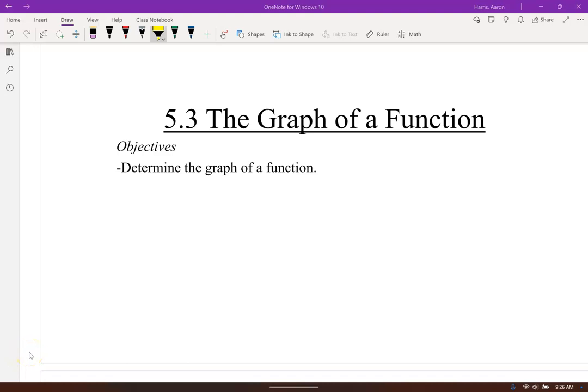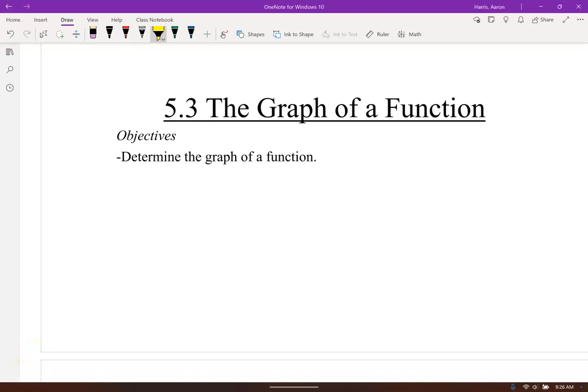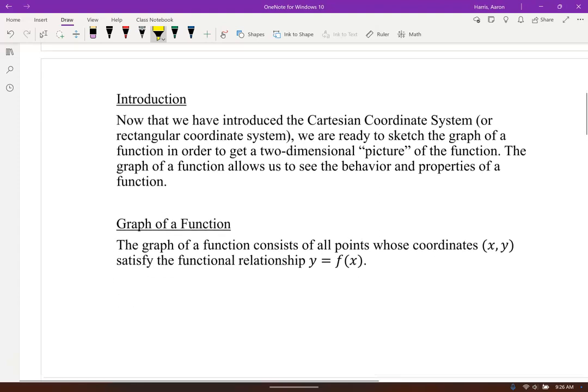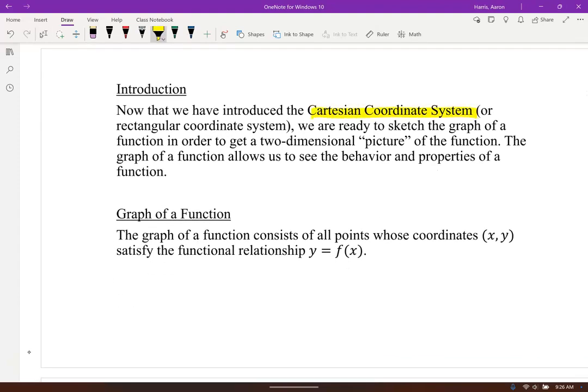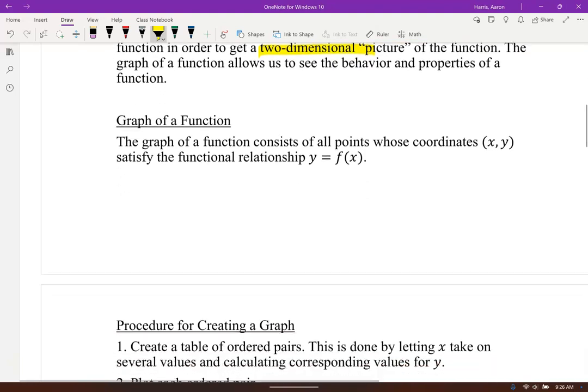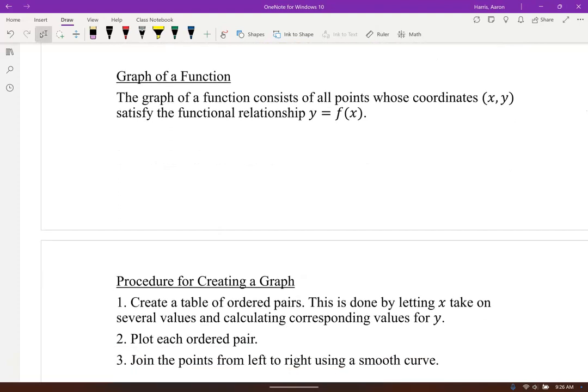All right, let's take a look at the graph of a function. Now that we've introduced this Cartesian coordinate system, we're ready to sketch a graph in this two-dimensional picture. The graph allows us to see the behavior, the properties. And the graph is just showing all points whose coordinates satisfy that relationship. That's what a graph is.